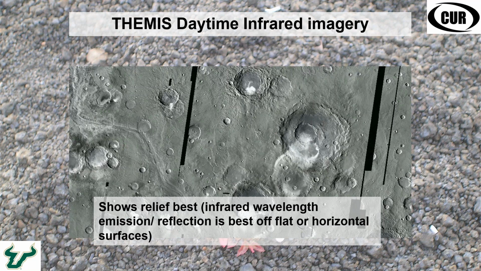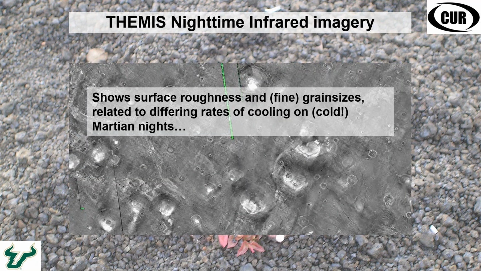It shows best things related to relief, steepness of slopes, essentially, because you get different responses off of flat and horizontal surfaces than you do off of sort of deeply angled surfaces. And so you can actually spot the slopes and the walls of craters. You can see differences in elevation, ejecta blankets, things of that nature pretty readily in THEMIS daytime infrared imagery. And this can be contrasted with another kind of infrared imagery. Next slide, please. Which is nighttime infrared imagery.